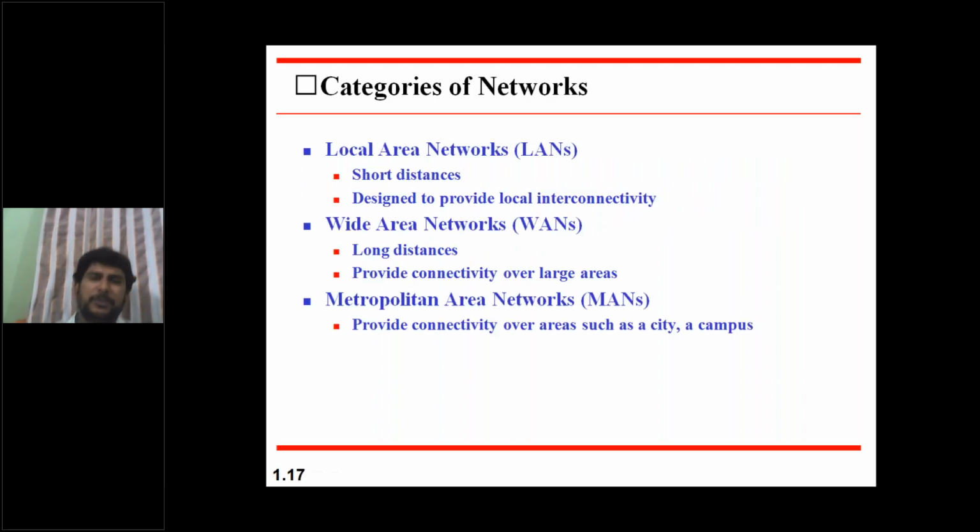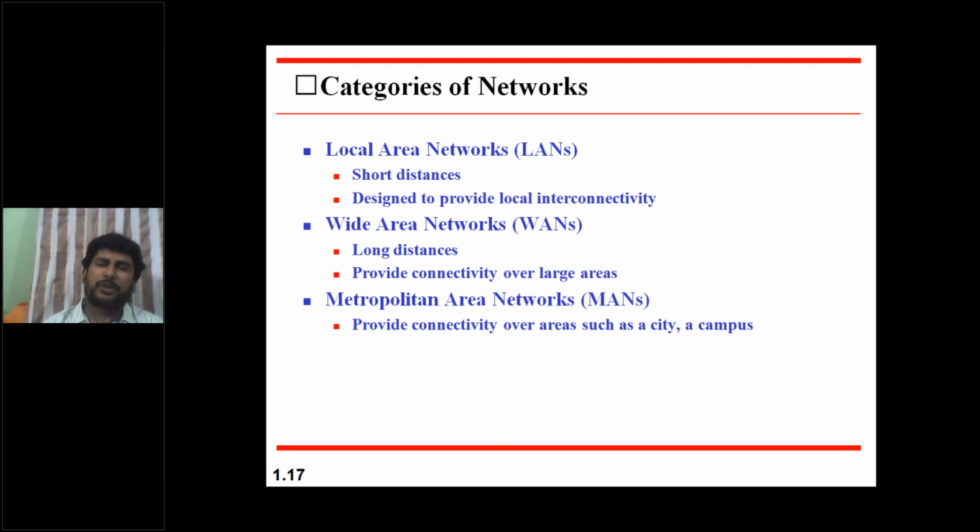Now, a network which is trying to connect different devices is categorized based on the distance between the source and destination or the number of devices which are part of the network. But here we are trying to categorize based on the distance aspect, right? Based on the distance between the source and destination, we categorize the networks as local area network, metropolitan area network, and wide area network.